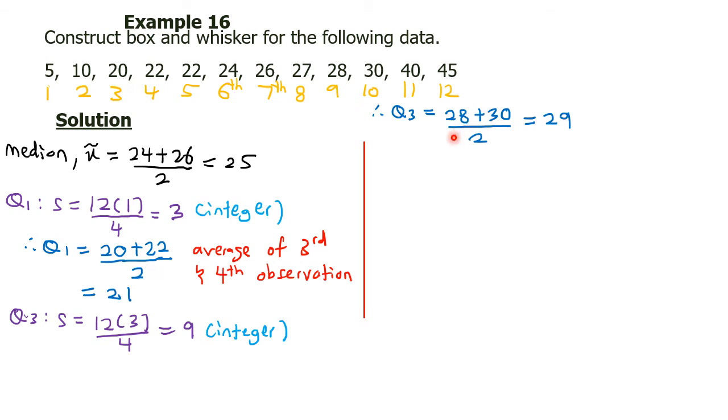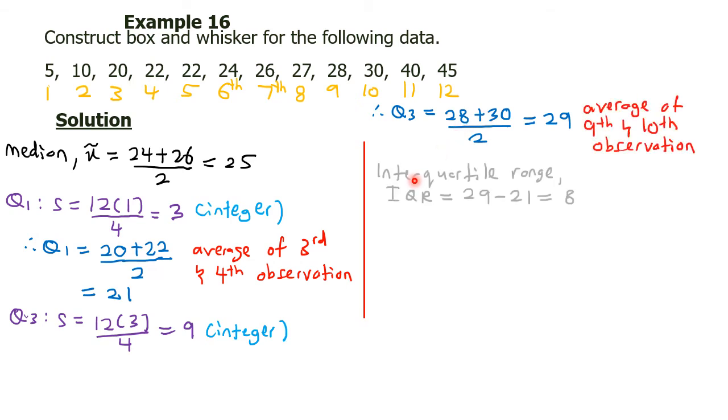And then remember, as I said earlier in the previous slide, before we can find the fences, first you have to find the interquartile range. So the interquartile range would be Q3 minus Q1. That is 29 minus 21 from the first quartile. So the value of the interquartile range would be 8.